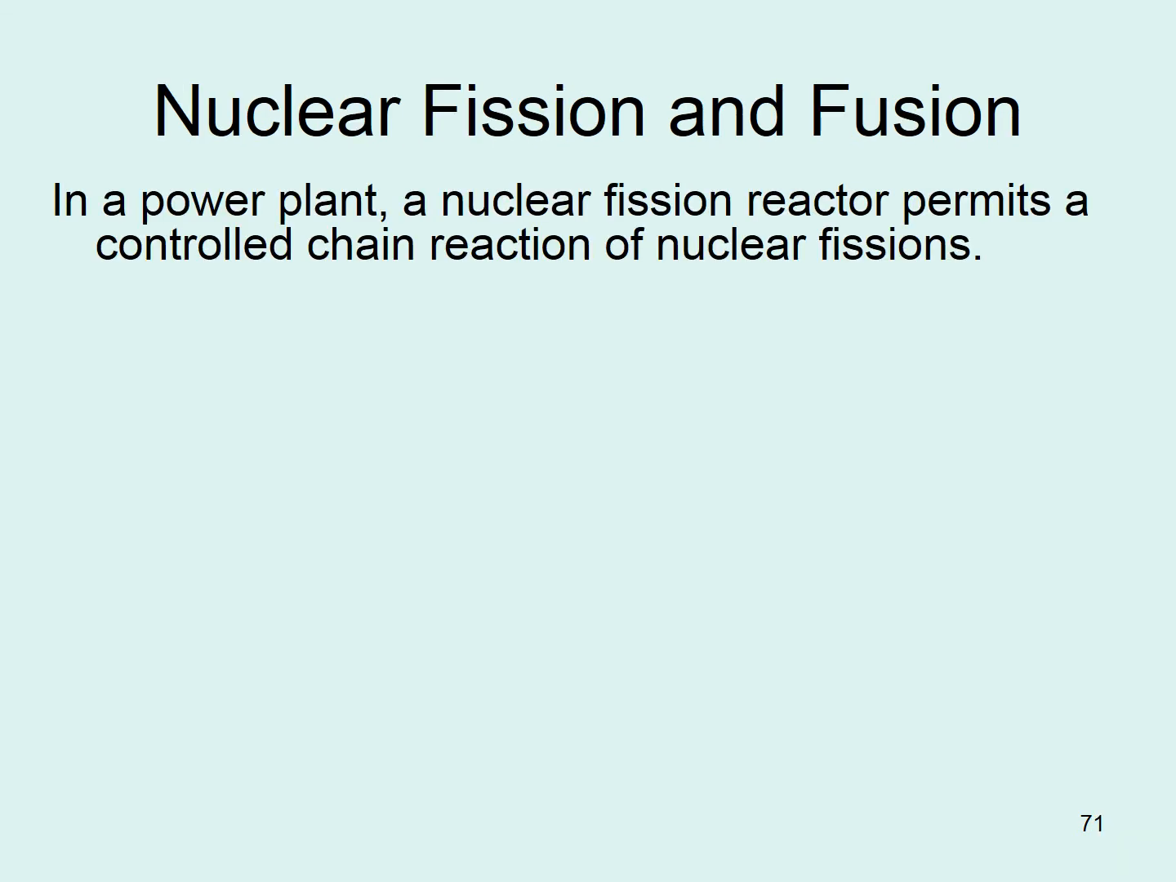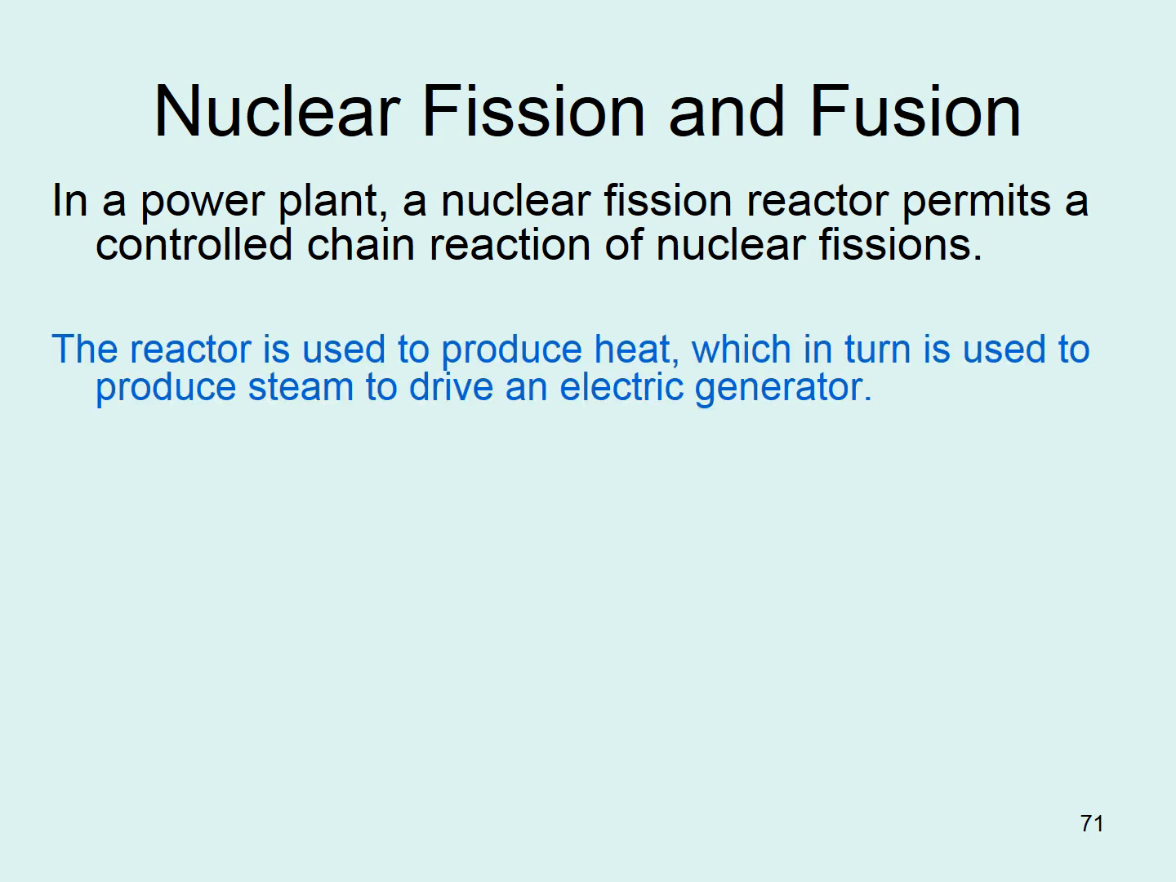All right, so in a power plant, the main way that we get energy is from nuclear fission. Nuclear fission has a controlled chain reaction, and then the energy is collected. The energy produces heat, which produces steam in water. So the pipes run through water, produce steam. The steam will drive an electric generator. So again, it's just a way of getting a generator to move and to produce electricity.